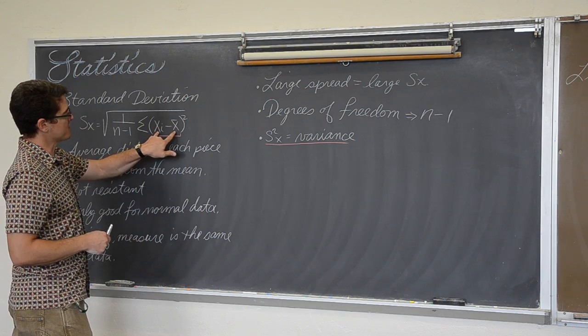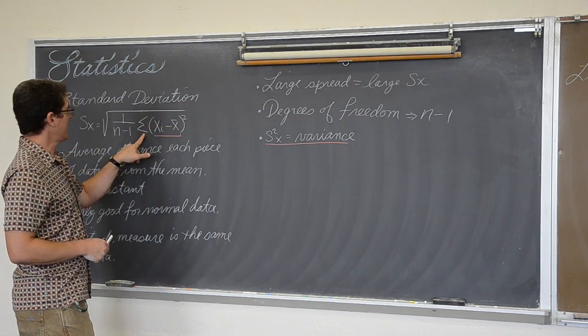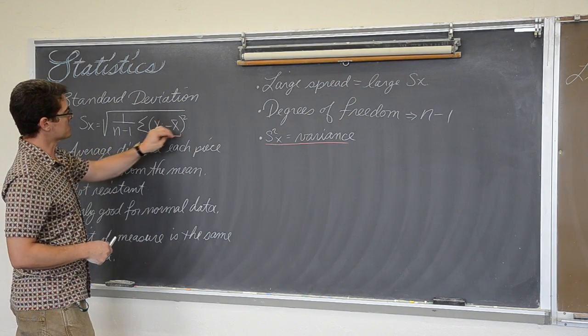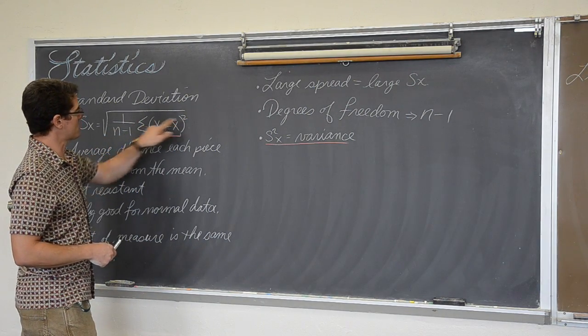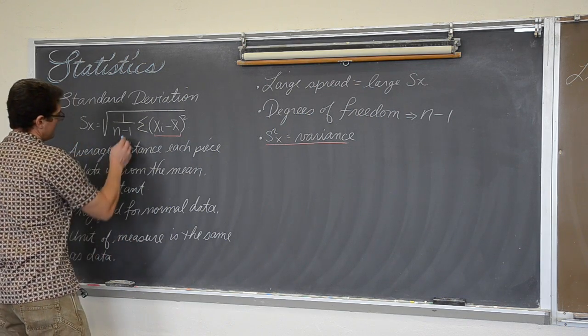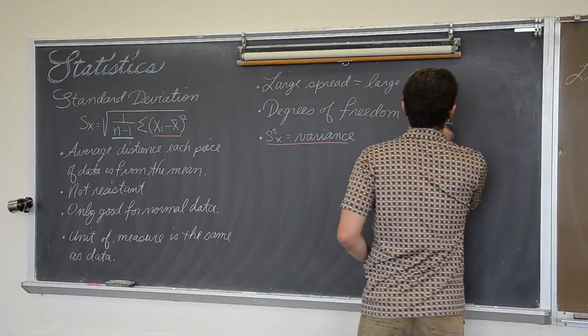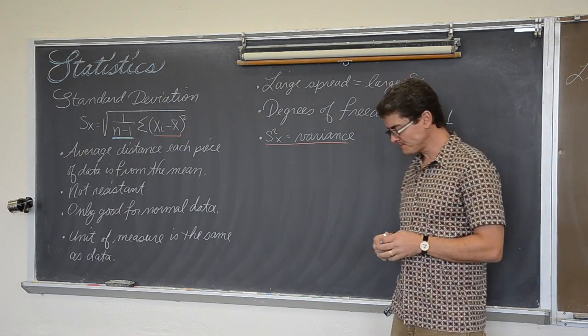So the sum of these differences is always 0. That's why we must square them before we add them all up. And then we divide the overall sum of these squares by n minus 1. Well, n minus 1 is referred to as our degrees of freedom.